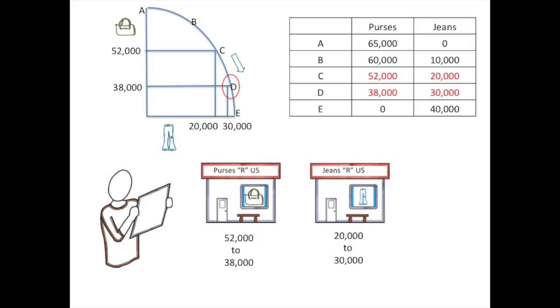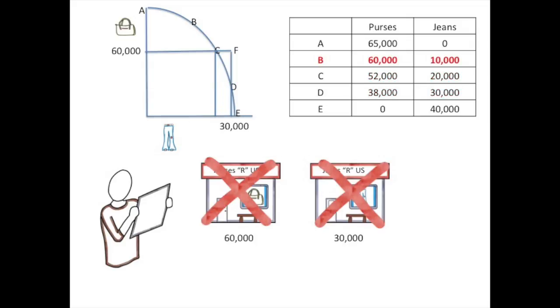When society is producing efficiently, the only way to get more of one good is to produce less of another. Notice that as we move along the PPF curve, the opportunity cost of producing jeans increases. For example, when moving from point C to point D, our society goes from making 52,000 purses to 38,000 purses.